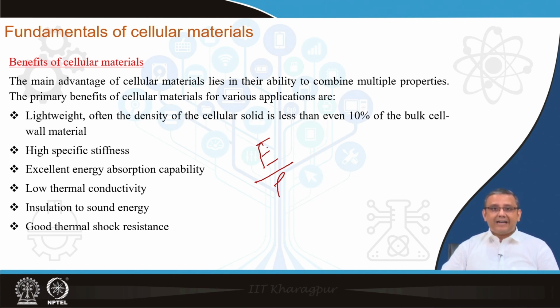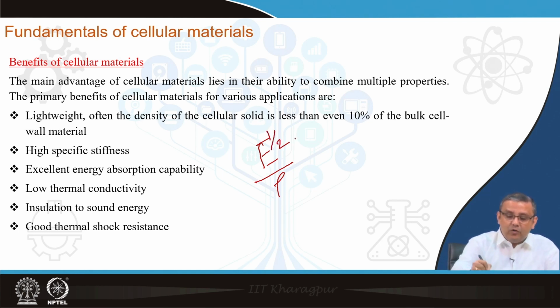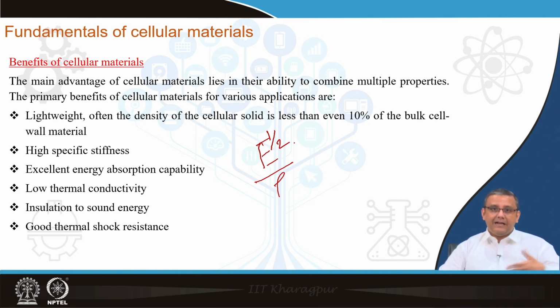But because they also have very low density, the E by rho parameter of cellular solids is reasonably high, and in many cases there are also other properties like E to the power half over rho or E to the power 1 by 3 over rho. These properties, which are important for many specific stiffness applications, can actually improve upon the properties of the bulk metal.